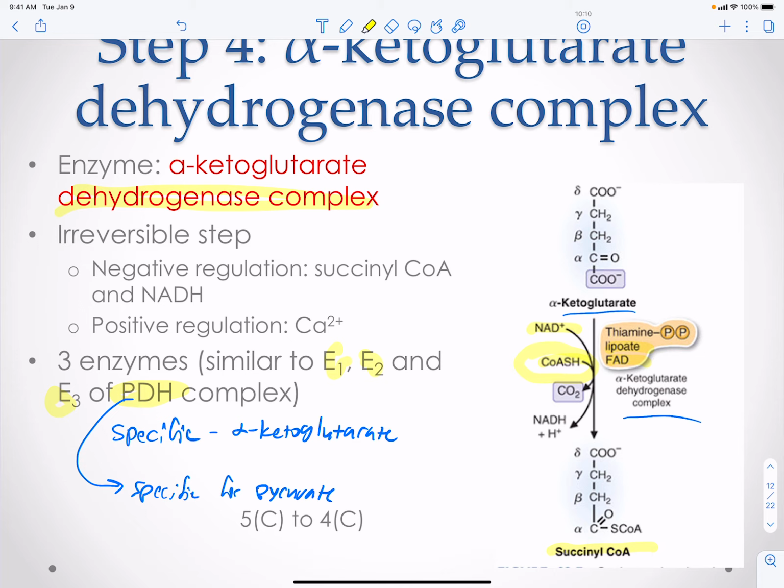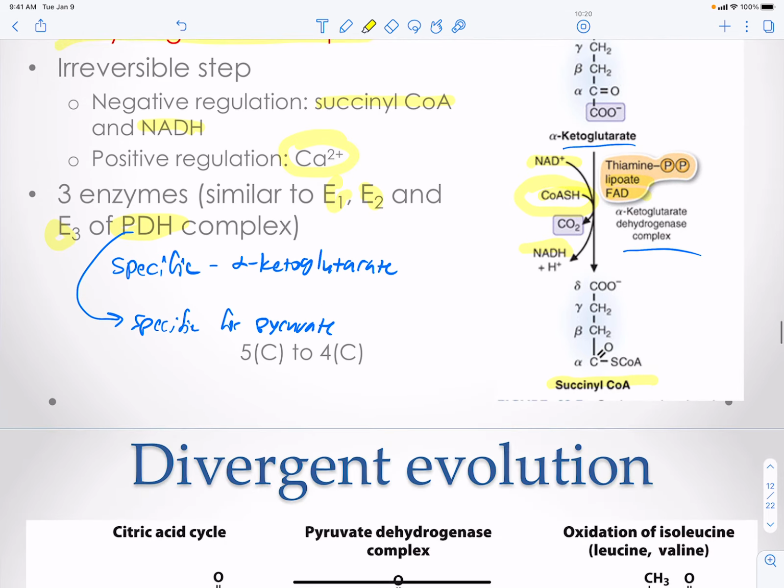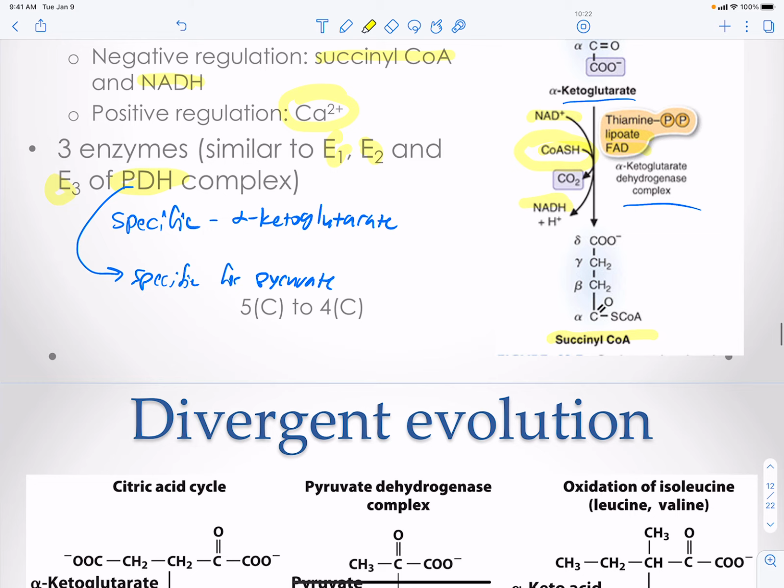This is going to have feedback negative regulation from succinyl CoA, also by NADH, which is generated, so that's another feedback. And then it's going to be pushed forward positively by calcium. Now I should point out here also we're losing a carbon similar to the pyruvate dehydrogenase complex, where we brought in a 3-carbon pyruvate and it became a 2-carbon. We're bringing in our 5-carbon alpha-ketoglutarate, and we're leaving with a 4-carbon succinyl CoA.